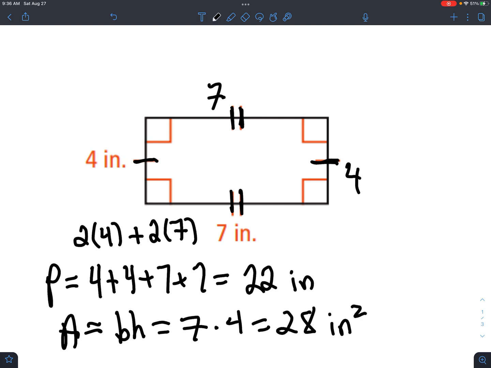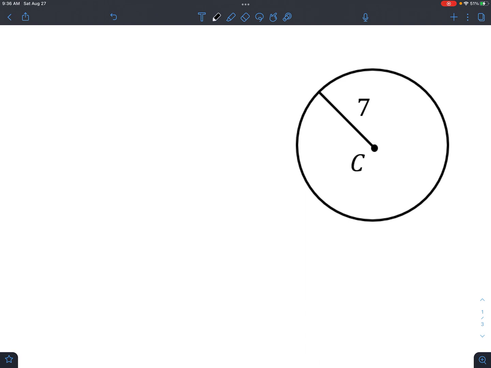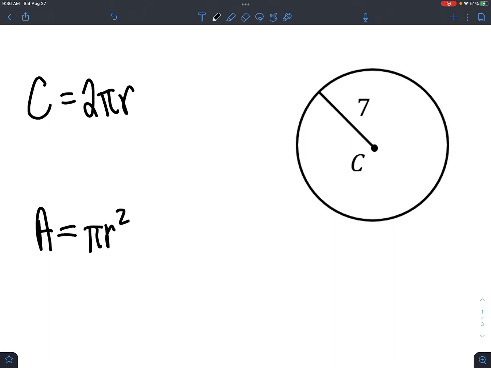And it's area, so it's tiles. It's like squares. So like if this was inch by inch, a 1 by 1, there's 28 of those. And then the circle is the most unique out of all of them, but their circumference is 2 pi r, and the area is pi r squared.